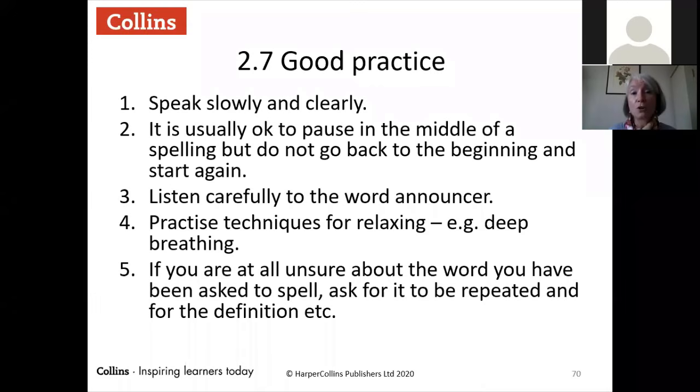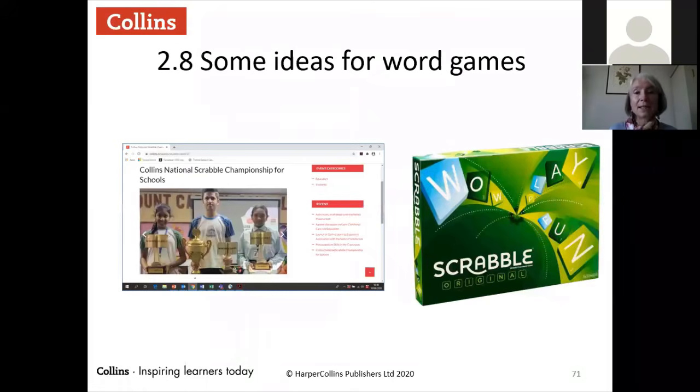And you must also speak slowly and clearly. I've been in competitions where I've not heard what the competitor has spelled, and I've had to give it wrong because I couldn't hear it. Practice techniques for relaxing, deep breathing, bit of yoga. And if you're at all unsure about the word, you must ask for it to be repeated and for the definition. Great. I'll leave you with all of this.